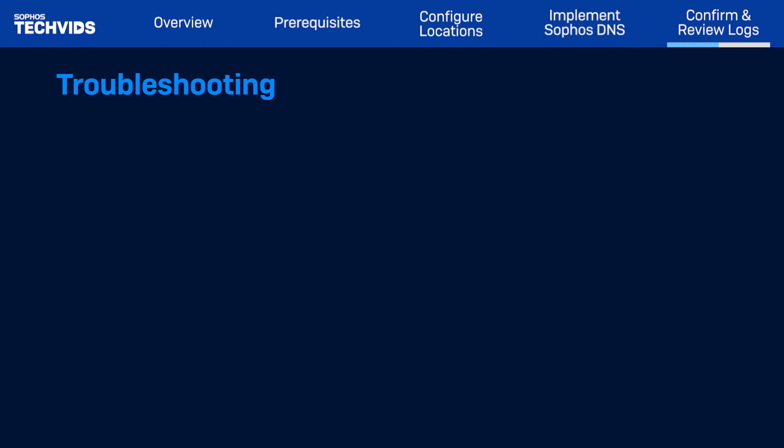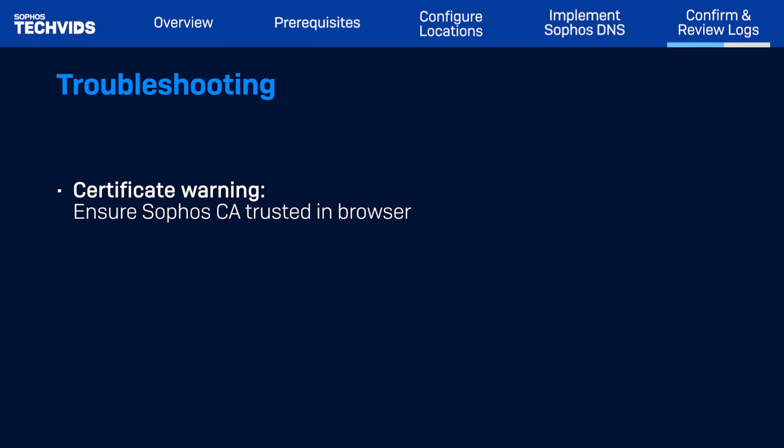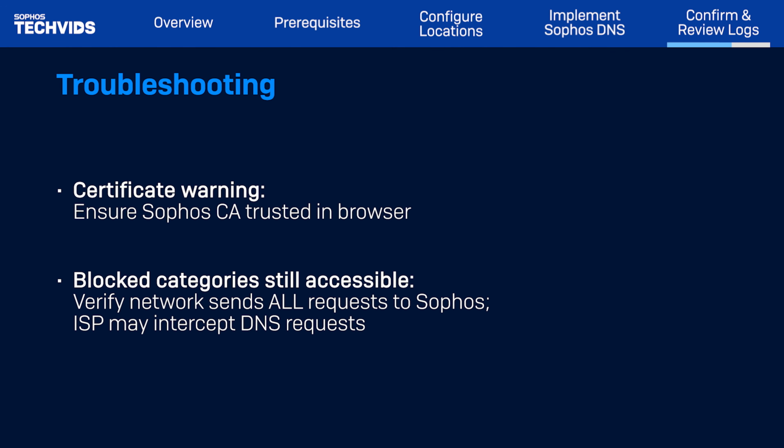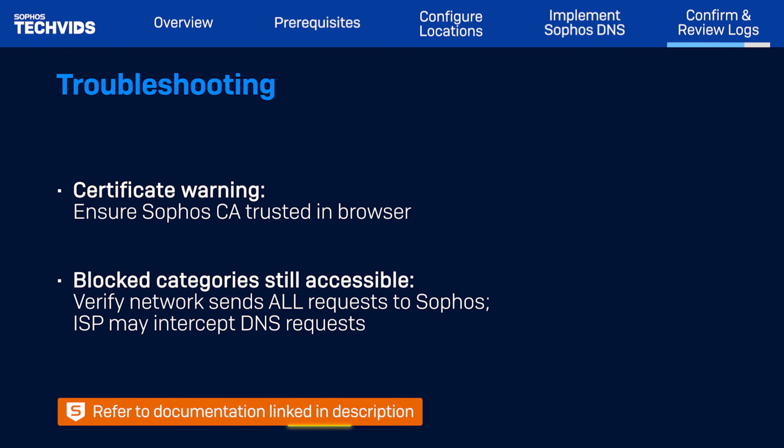If you run into issues, here are some basic troubleshooting steps to take. If you see a certificate warning, make sure the Sophos CA has been trusted in your browser. If block categories are still accessible, verify your network is sending all requests to Sophos. Some ISPs are known to intercept DNS requests, which will require additional services to be disabled. Refer to the linked documentation to learn more. For more examples, see the Sophos documentation troubleshooting guide.